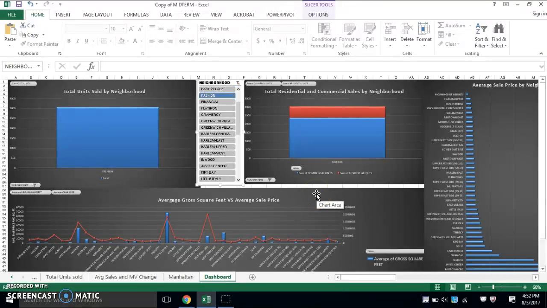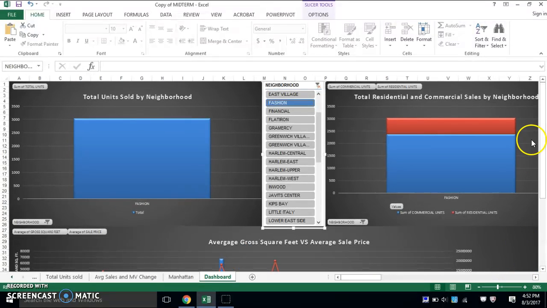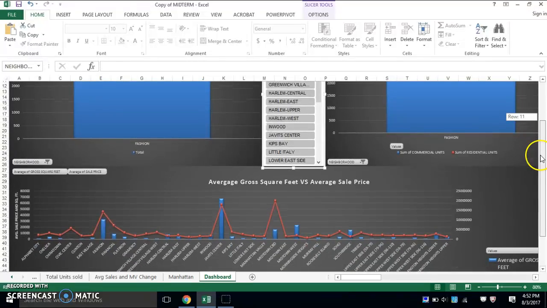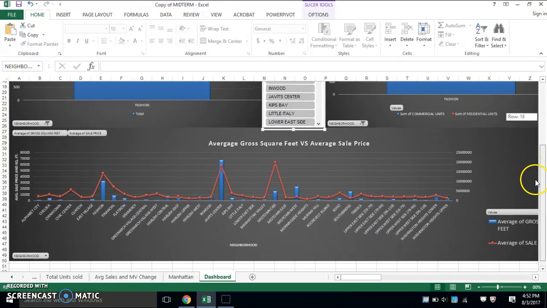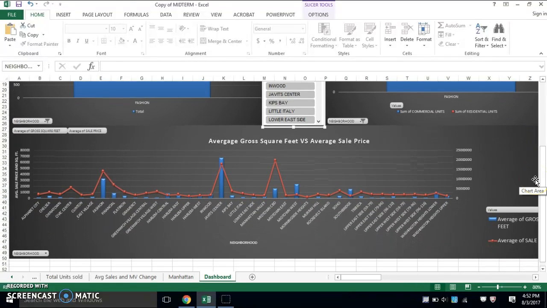Going forward, another thing that you want to look at is how much money you could actually be getting off of your property that you're buying. So this chart below shows the average gross square foot compared to average sales price. So basically, how much you're paying for your property compared to how much space you're going to be getting for it.